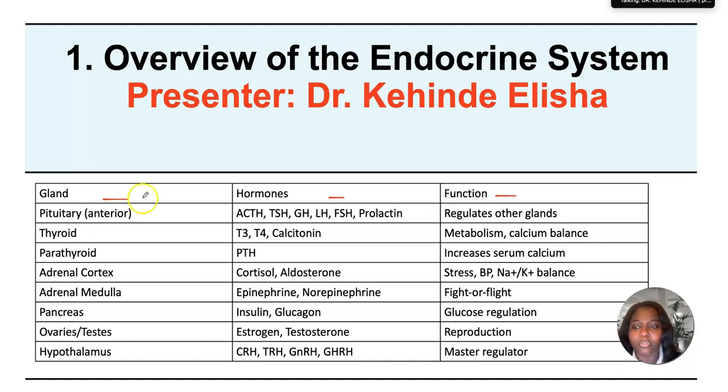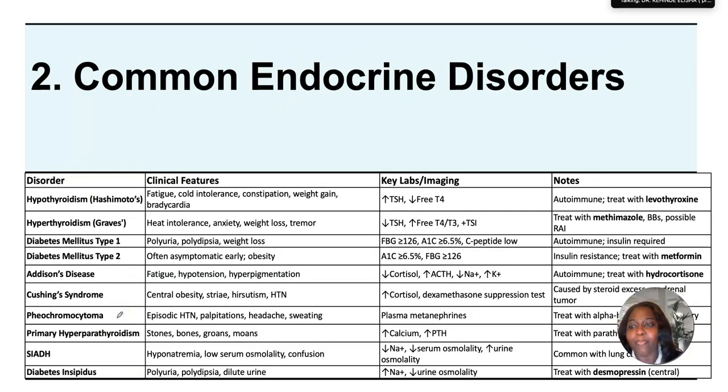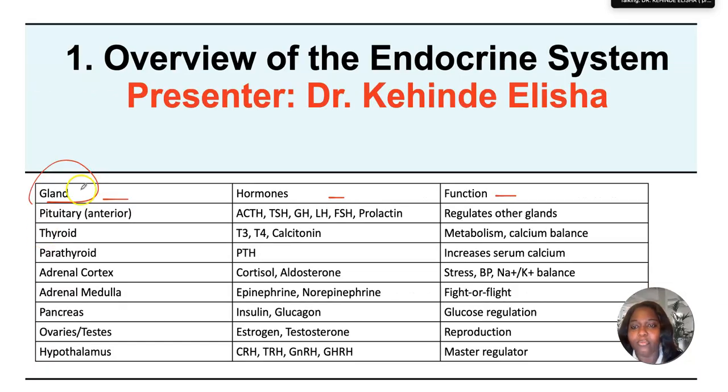What are the glands that we're going to be dealing with when it comes to the endocrine system? It is the pituitary gland, the thyroid gland, the parathyroid gland, the adrenal cortex, the adrenal medulla, the pancreas, the ovaries, the testes, and the hypothalamus. And the problem that can potentially go wrong with each gland is also here. Okay, so now, what hormones do these glands secrete?